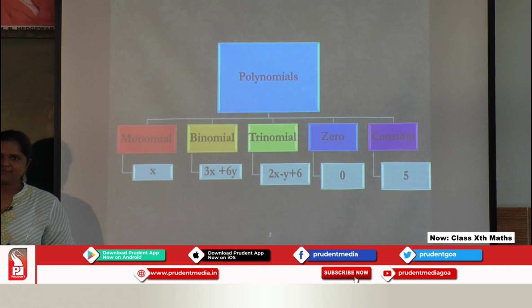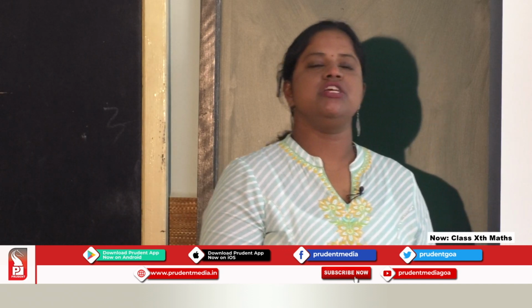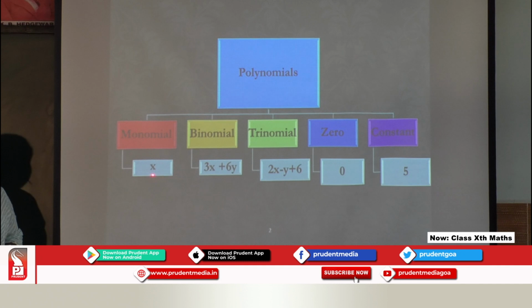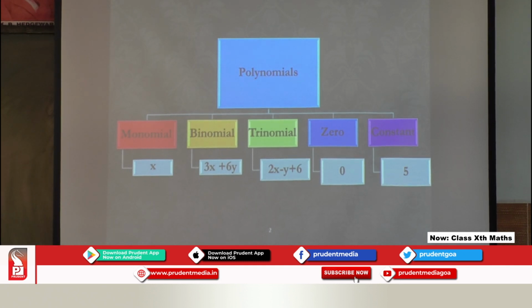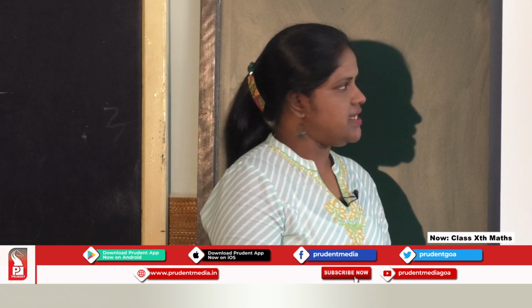There are different types of polynomial. The first one is monomial. Monomial means a polynomial which contains only one term. For example, x. It contains only one term, so it is called a monomial. Second is binomial. Bi means two terms. For example, I have given here 3x plus 6y. This contains two terms, that's why it is called a binomial.